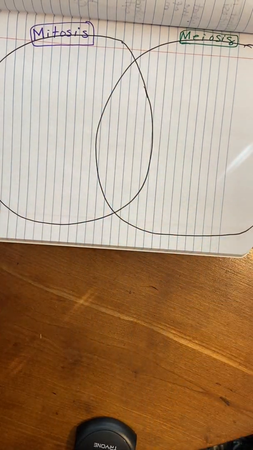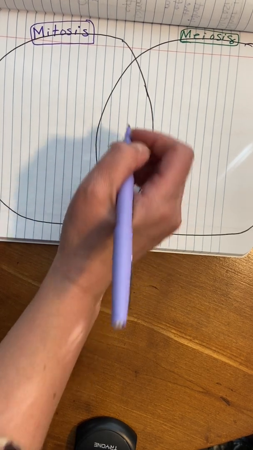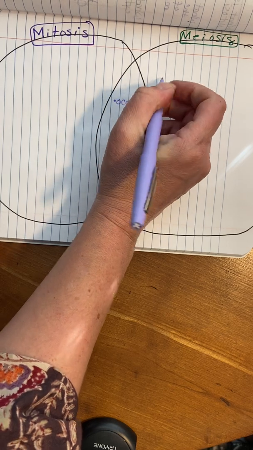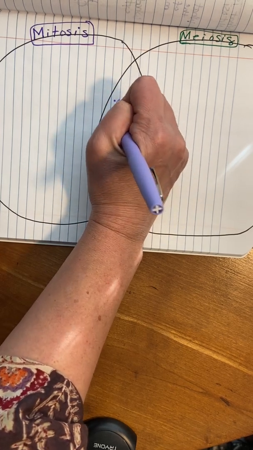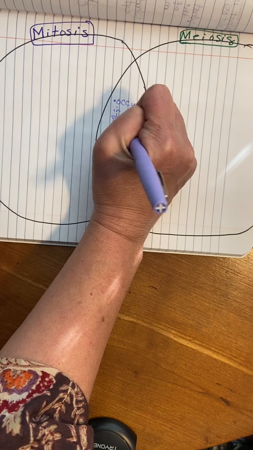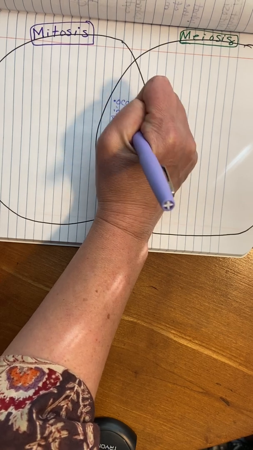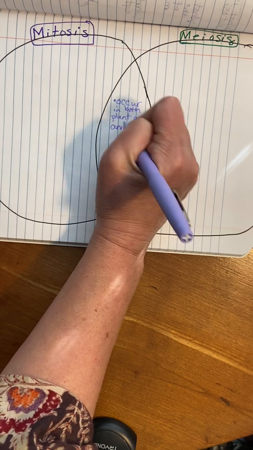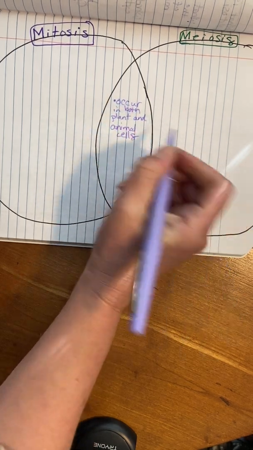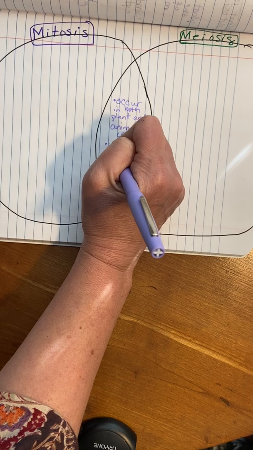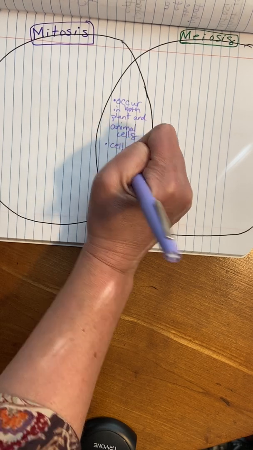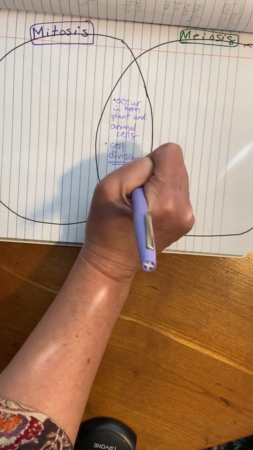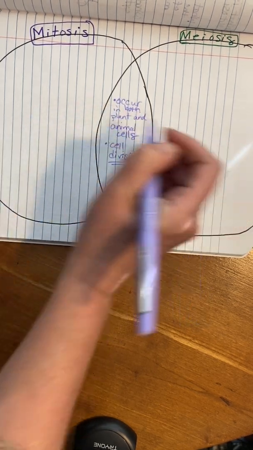And remember, you're going to write everything that I write. Let's not take any shortcuts. So mitosis and meiosis both occur in plant and animal cells. They also are both types of cell division. So that one's kind of obvious. But they don't have as much in common as they do different.